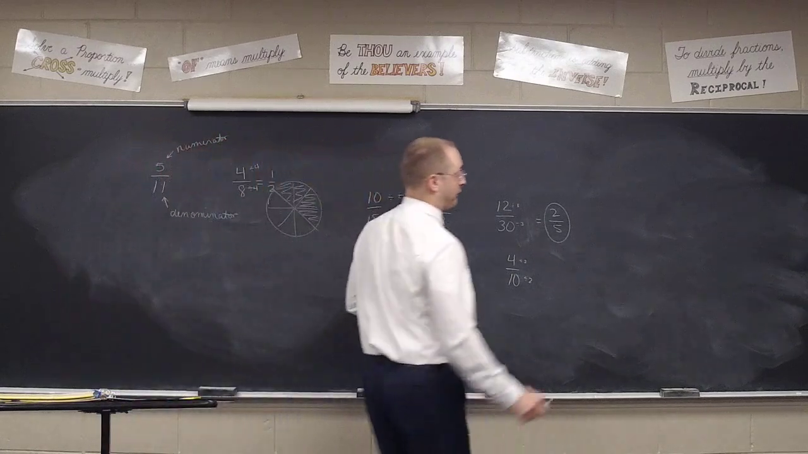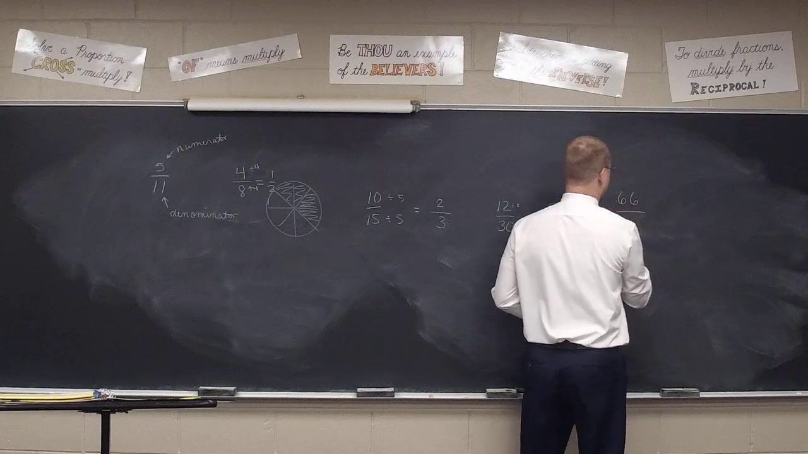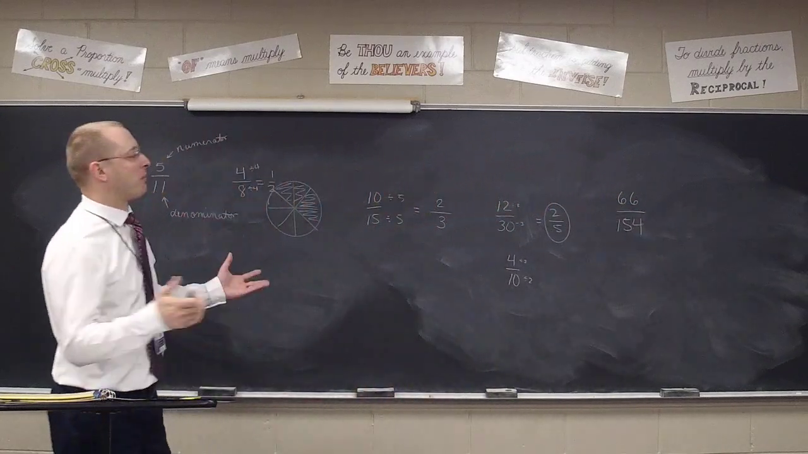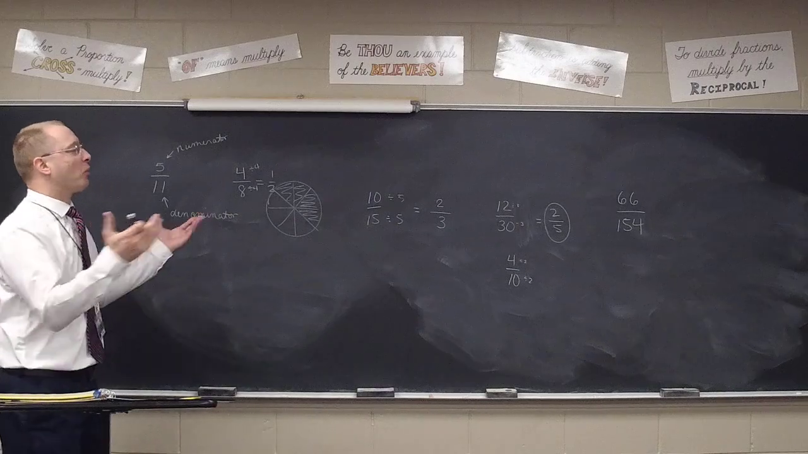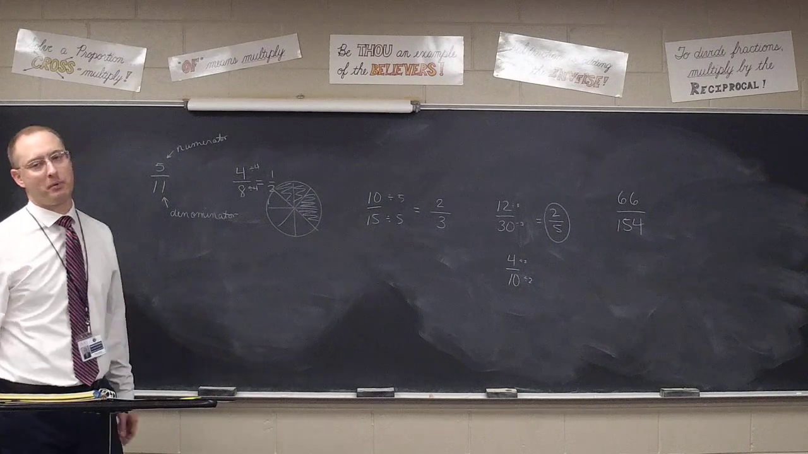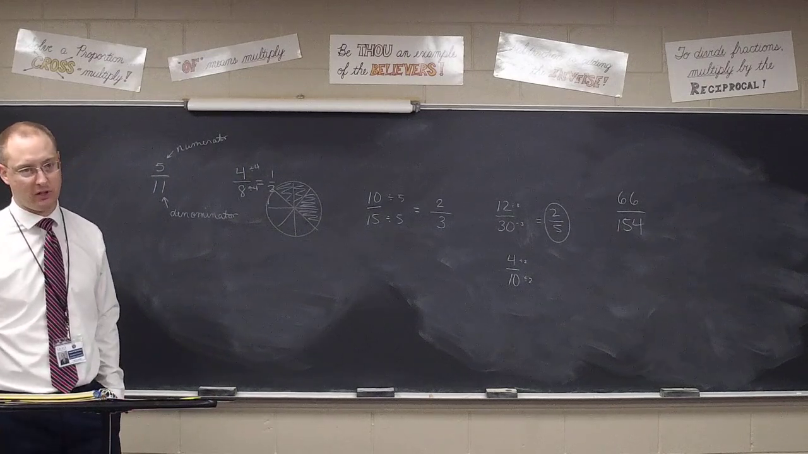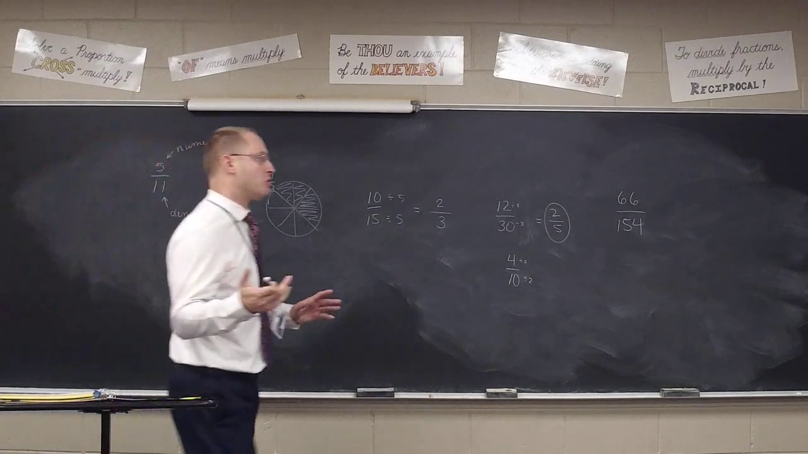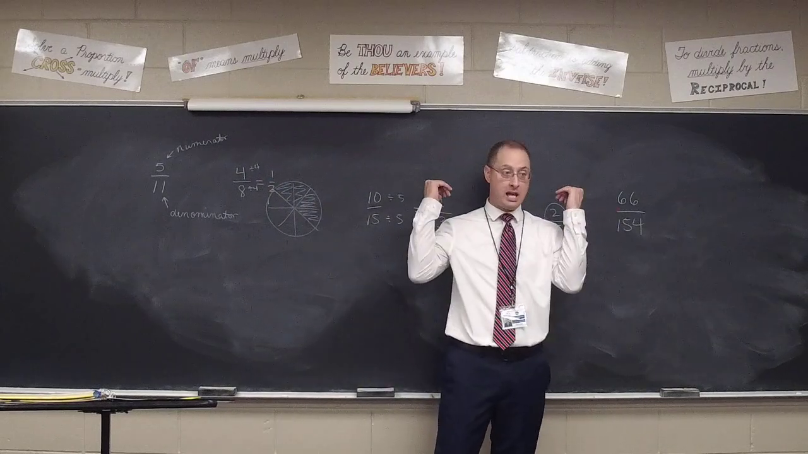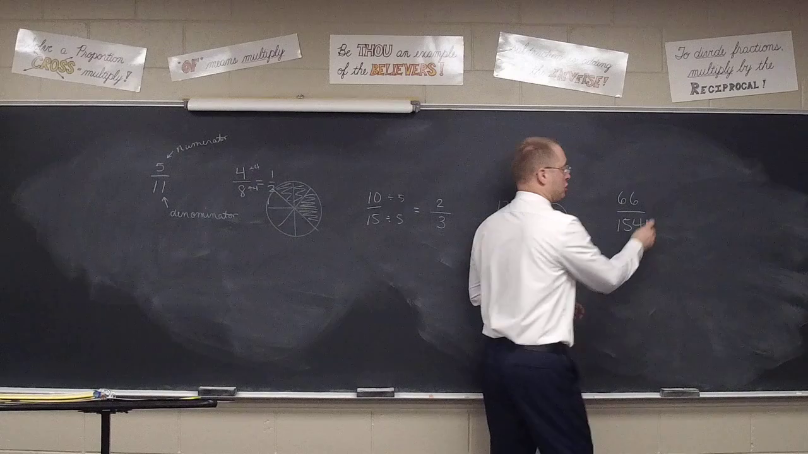Sometimes it's going to be harder. Like, for instance, if I had the number 66/154ths, I don't know normally what the greatest common factor is. And do I really want to prime factor it? Let's be real. I don't. But let's just do this. I can at least see they're both even numbers. So class, let's at least divide out a 2, because we at least know there's a 2 in there.